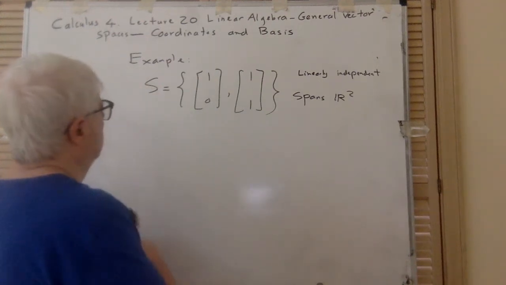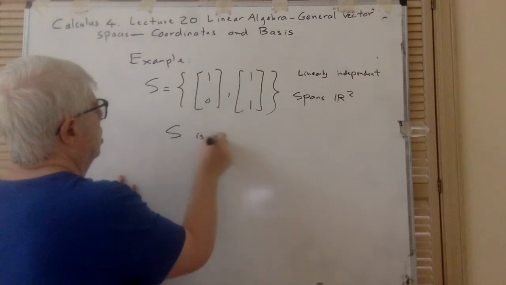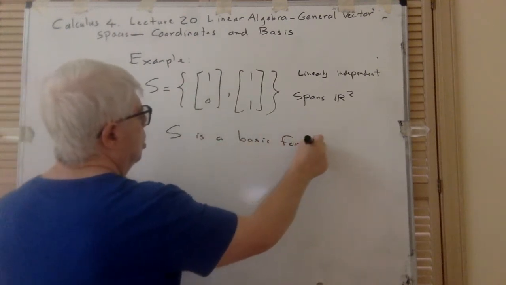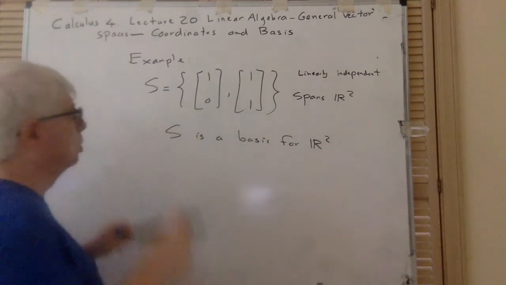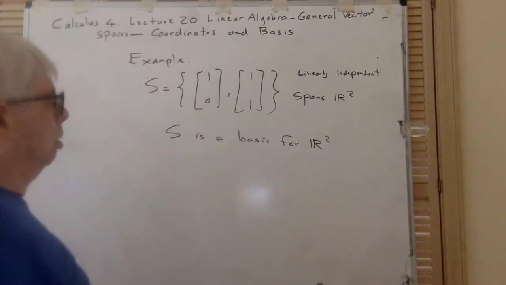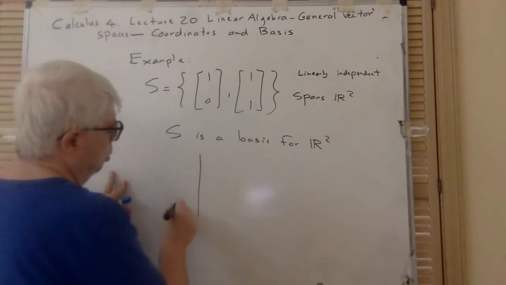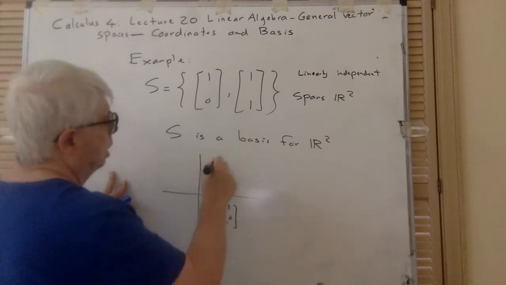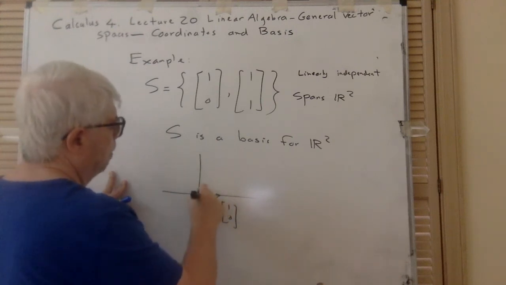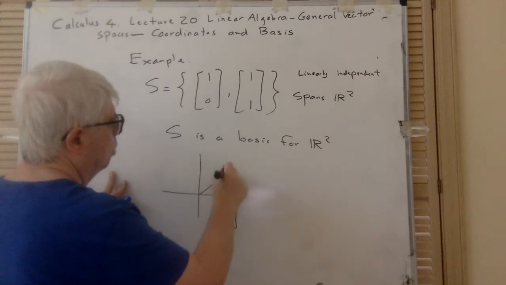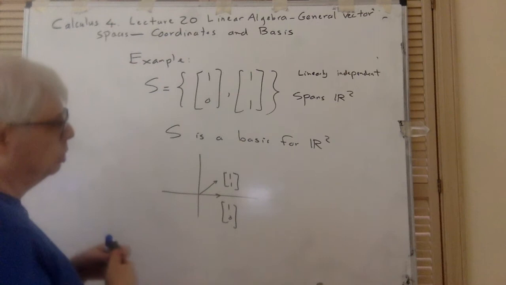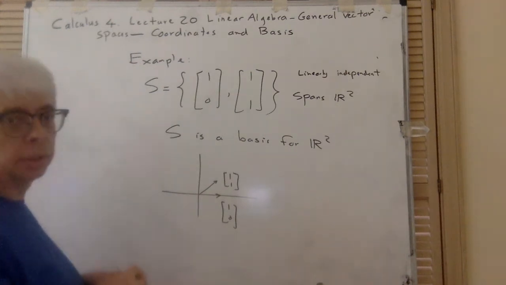So S is a basis for R2. Okay, so let me show you what it looks like in R2. So this is the (0, 1) or (1, 0) here, and the other one is this (1, 1). (1, 0) and (1, 1). Okay?